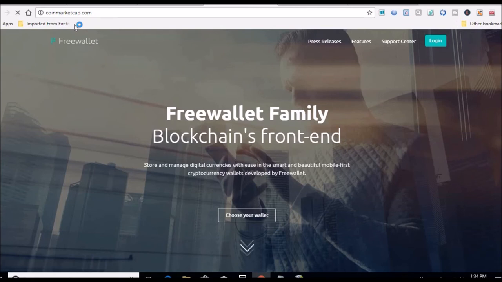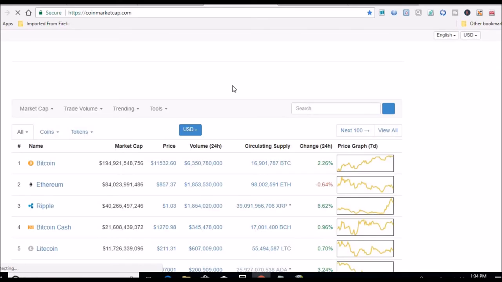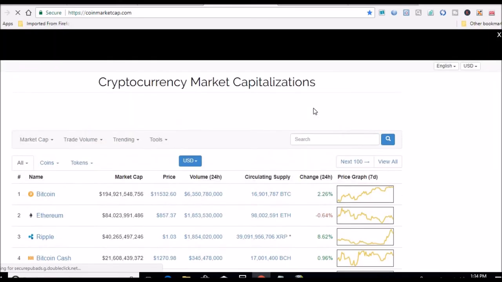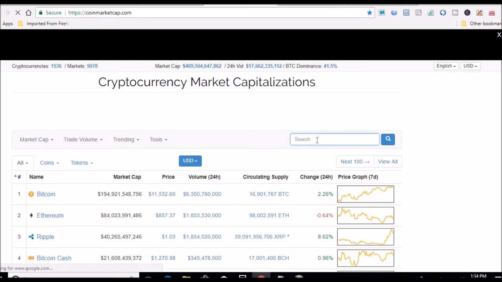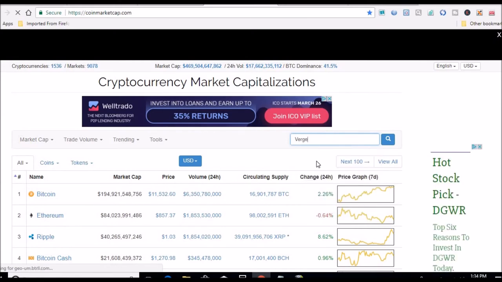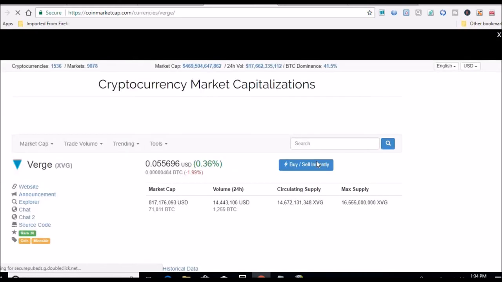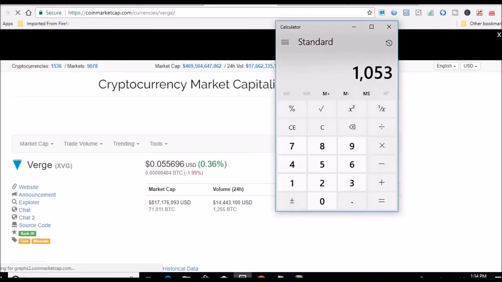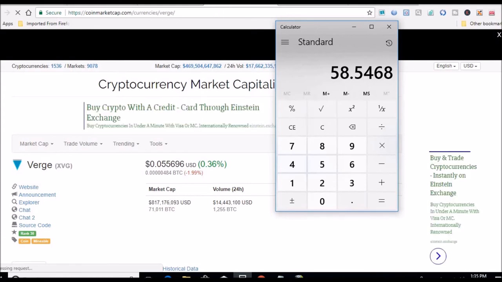So if we head over to Coin Market Cap, let's see what Verge is doing right now. We are running slow here. All right, here's Verge. 0.055. So we can times 0.0556. $58.54 right now for the Verge. A little over 1,000 coins.